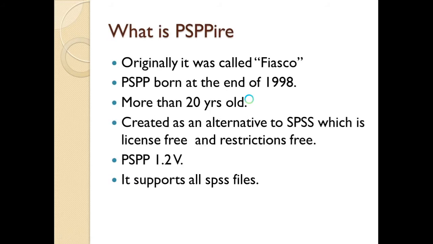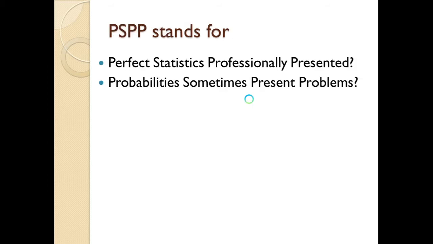Very peculiar. Even today, many of us really don't know what the full form of this software is. When you install it, the name PSPPIRE is displayed on the screen. So what does it mean? Really don't know. But originally it was called Fiasco and it was born at the end of the year 1998. Therefore, it's more than 20 years old. It was created as an alternative to SPSS, which is license free, restrictions free, of course not bug free. There are some bugs, I have already noticed. It supports all SPSS files, so we don't have to worry about compatibility of the files.